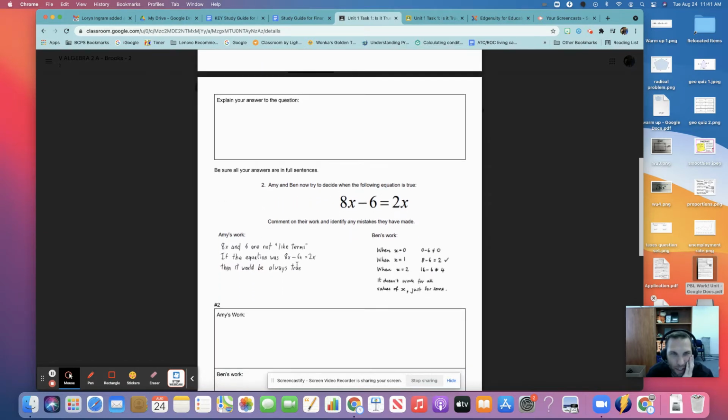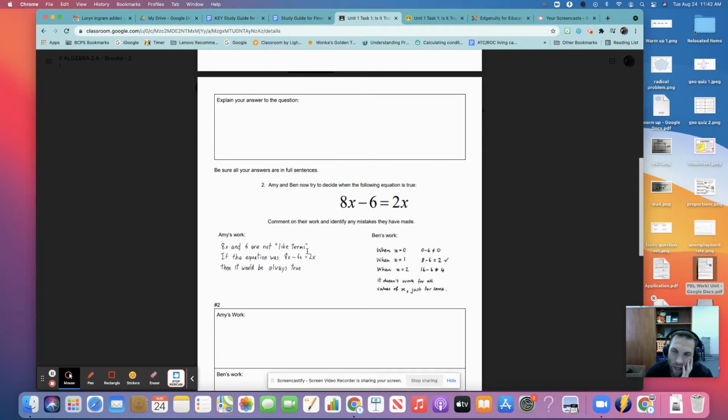Down here, Amy says 8x and 6 are not like terms. That is correct. She is correct. Those are not like terms. If the equation was 8x minus 6x equals 2x, then it would always be true. That is also true. So Amy is correct. But there is a solution to this. I mean, what she's essentially saying is, I can't find a solution because they're not like terms, so you can't do anything.